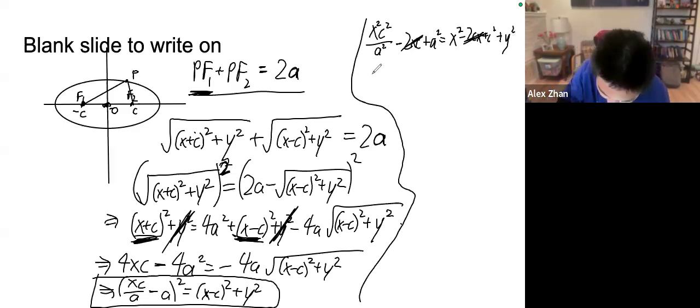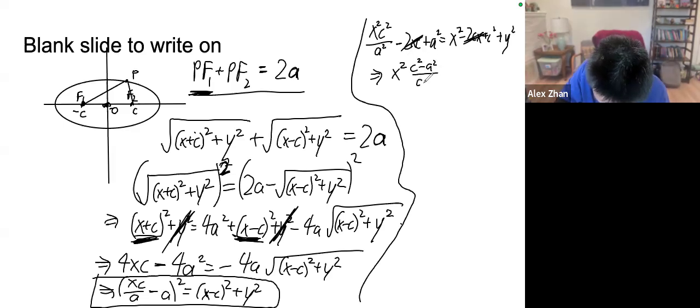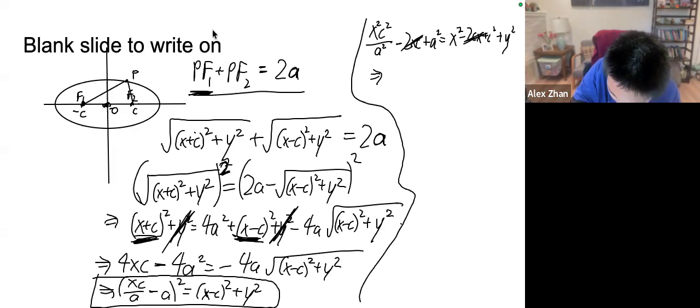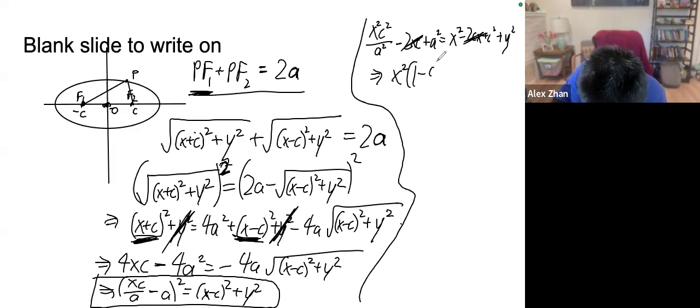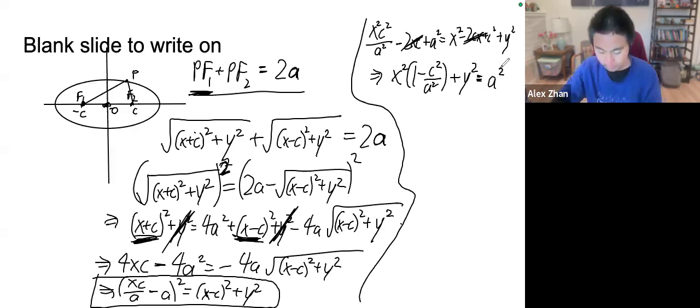So we cancel out terms here, and then what we get is x squared times (c squared minus a squared) over a squared. Wait, actually, no. c is going to be less than a, so wrong direction. So it's going to be x squared times (1 minus c squared over a squared) plus y squared is equal to a squared.